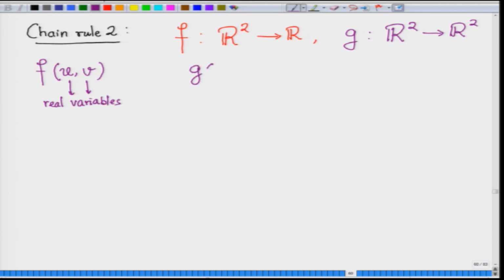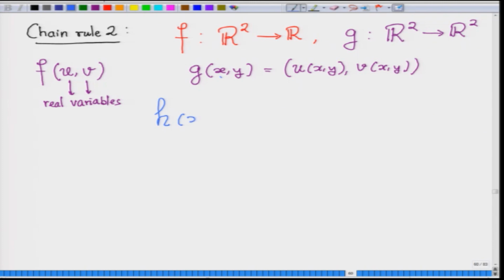And g of xy, so xy is an element of R2, is expressed as u of xy and v of xy. So, now we construct the function h of xy. If g is carrying R2 to R2 and f is carrying R2 to R, then h, which is the composition of f and g, carries R2 to R.